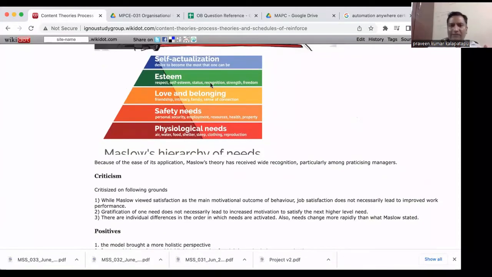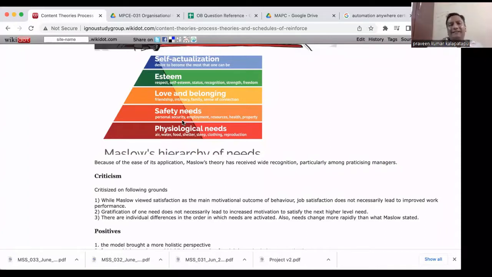Now we have Maslow's theory. Maslow talks about a hierarchy of needs. Basically, he says there are 5 levels where people move from the lower level to the upper. The basic needs are physiological needs. Once they are met, we go into safety needs. Once safety needs are met, we go into love and belonging, where friendship, intimacy and other things start. And then we go to esteem. So now we have friendship, we have everything.